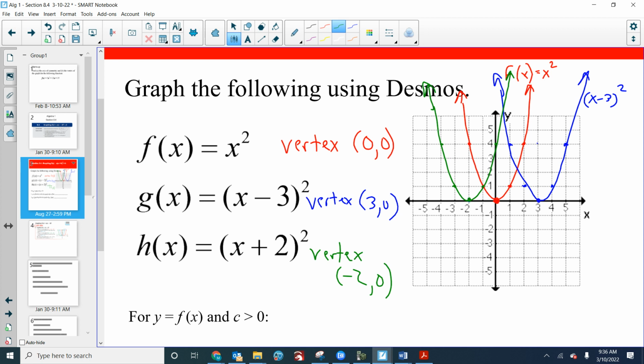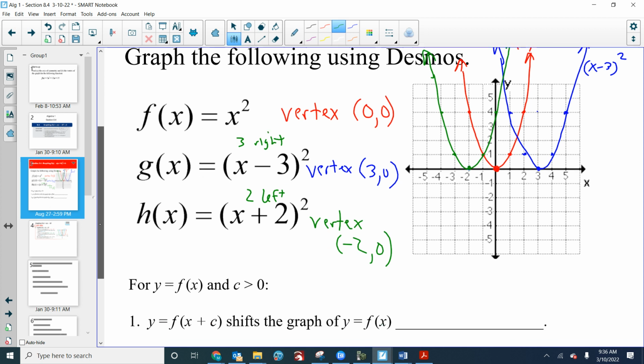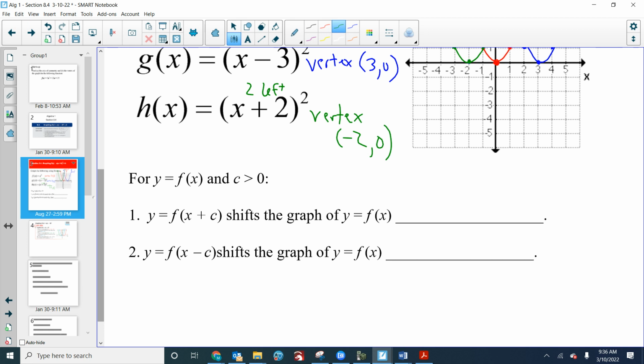If you want to write this right here, 3 right, 2 left. Kind of tells you which way it's going. Does that make sense? Okay, what's next there? What's it say on your notes? So, if I have f of x plus c, and you should have a squared here. Write that there if it's not there.